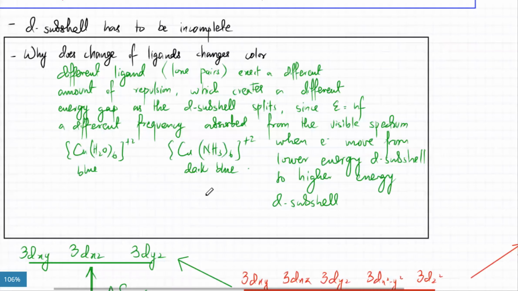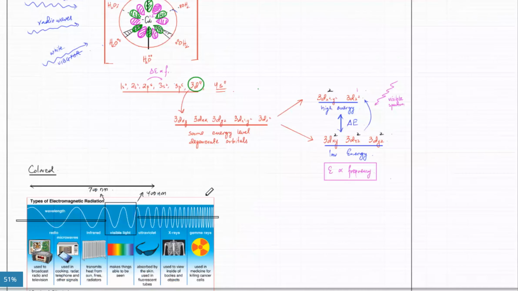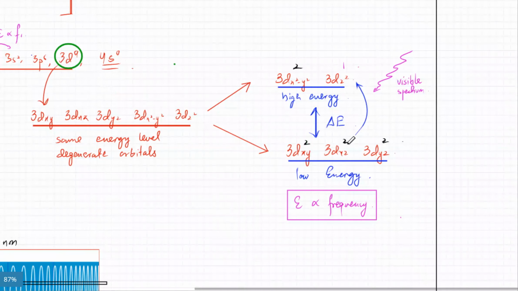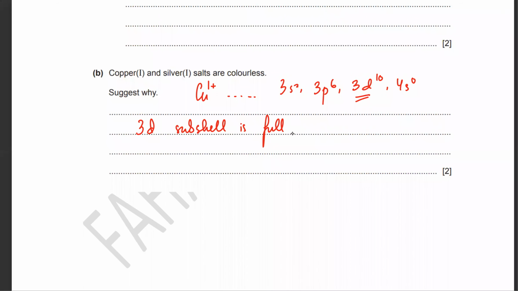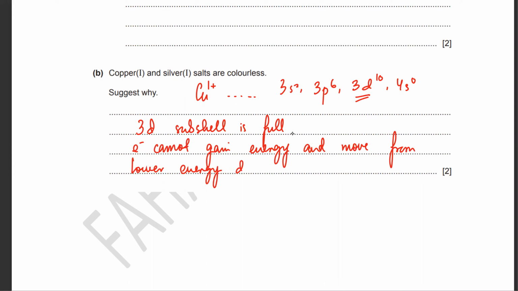What difference does that make? When the d subshell is full, even if the d subshell splits, the electron cannot move from a lower energy to a higher energy d subshell because there's no space available there. The electron can't transition from this point to this point because there's no room available. So you need the d subshells to be incompletely filled. So the 3d subshell is full, so electrons cannot gain energy and move from a low energy d orbital to a higher energy d orbital.